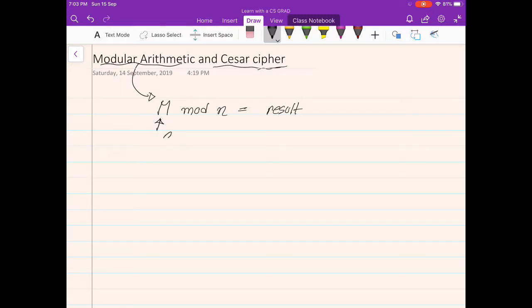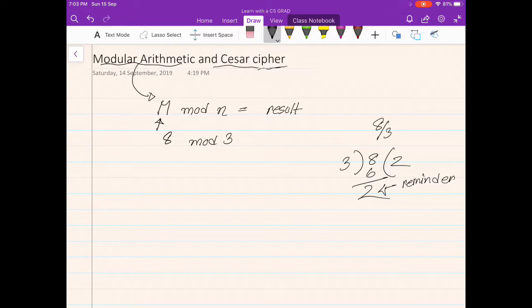Let's say the question says 8 mod 3. So what would that be? We try to divide 8 by 3. So it would be 2, 6, and the remainder would be 2. This remainder is the answer to that question. This would be 2.